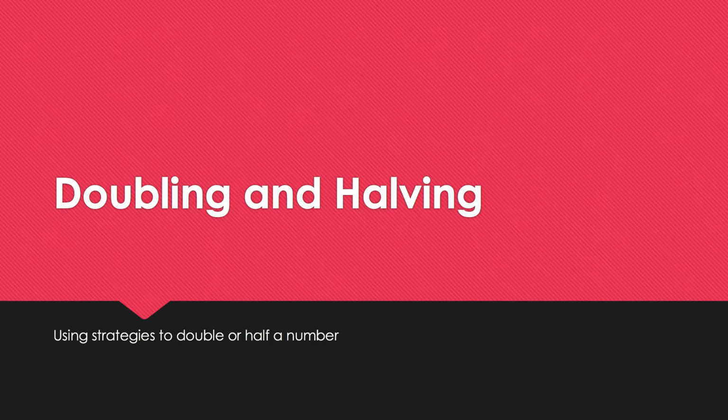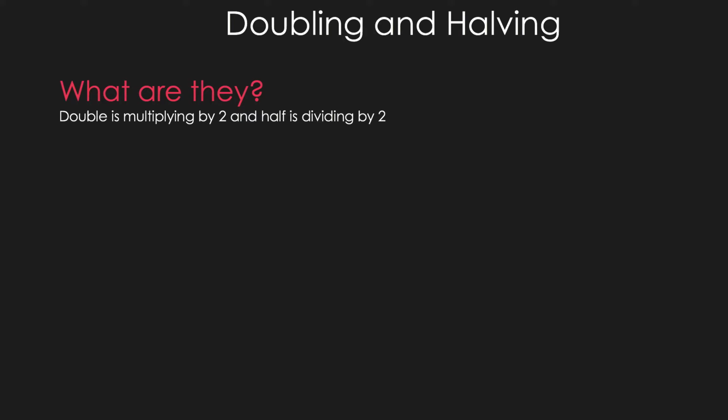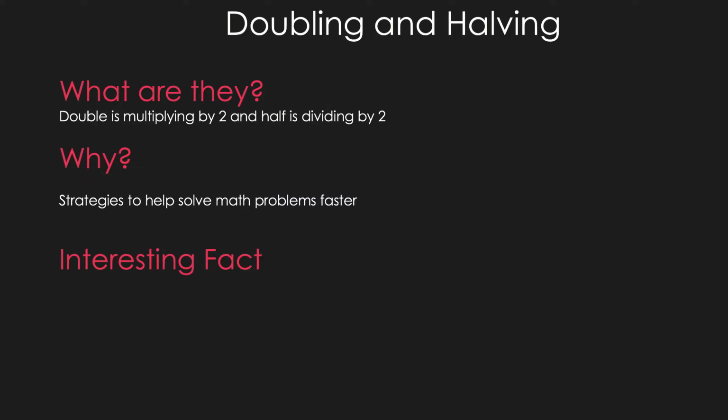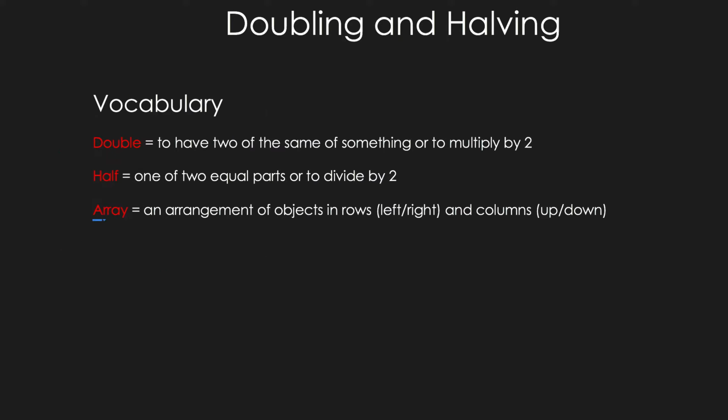We're going to be talking about doubling and halving, using strategies to double or half a number. What are they? Double is multiplying by 2 and half is dividing by 2. Why? Strategies to help solve math problems faster. Interesting fact, some octopuses lay 56,000 eggs at one time.